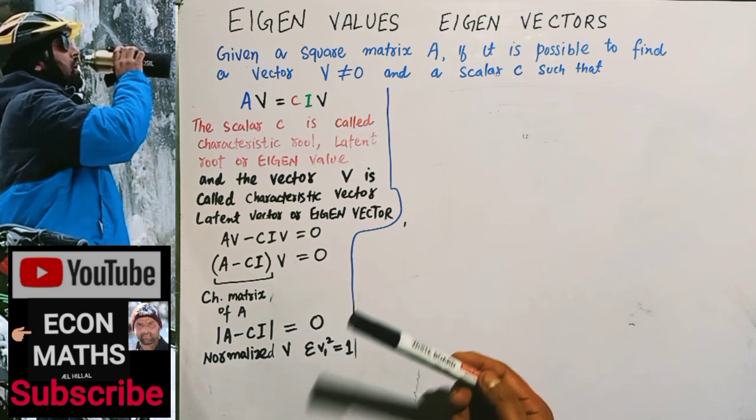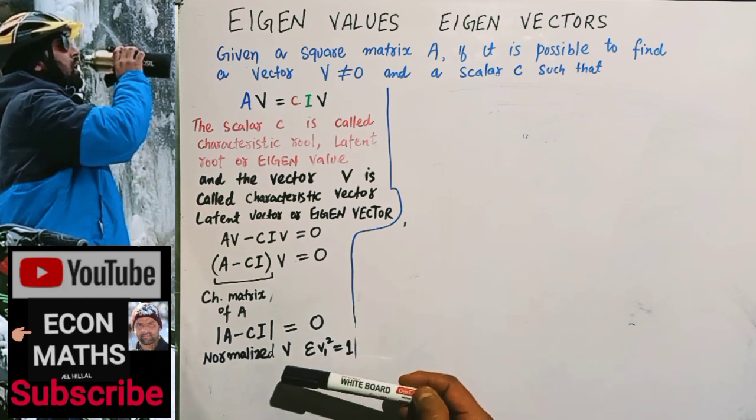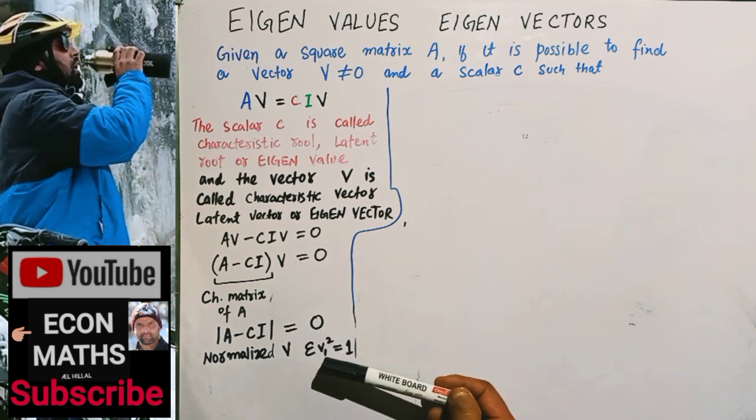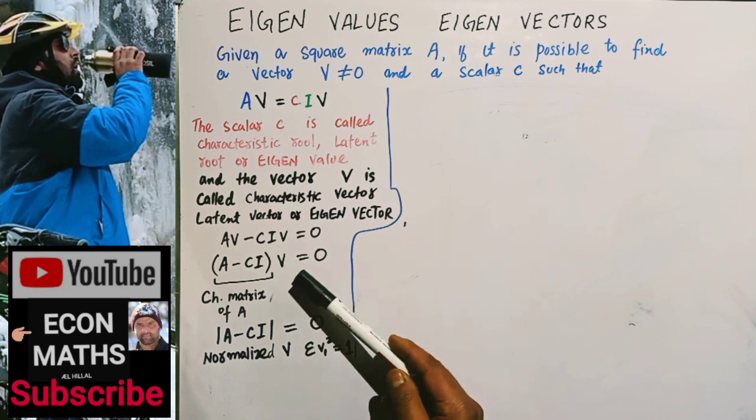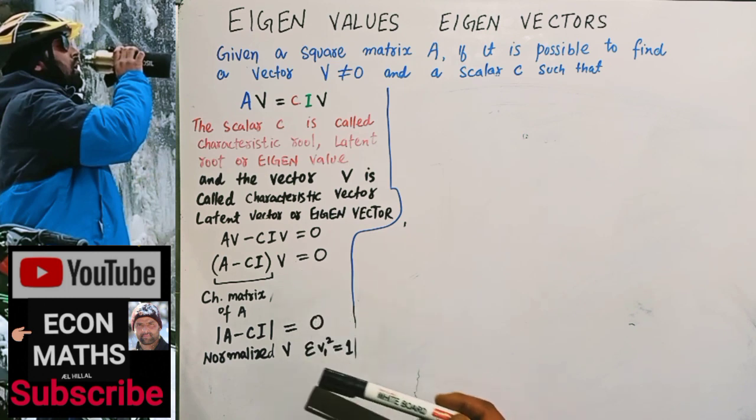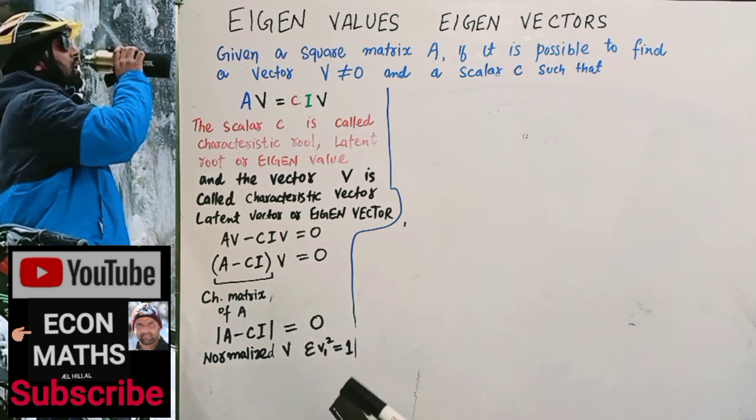Now to force a unique solution, we set a condition, or we normalize the solution, by requiring that the sum of the elements of the column vector should be equal to 1. Rather, the sum of the squares of the vector V should be equal to 1, to force a unique solution. Otherwise, we will have an infinite number of solutions. Now, let's take an example to understand it better.